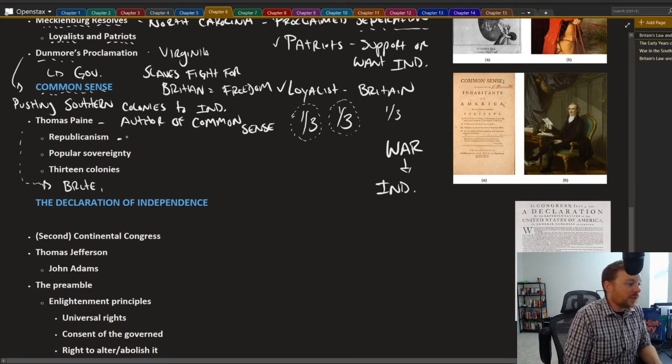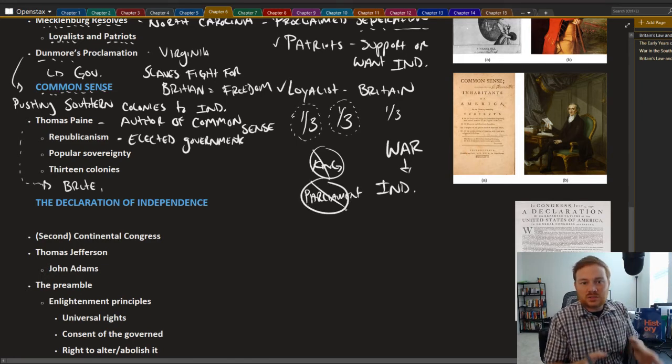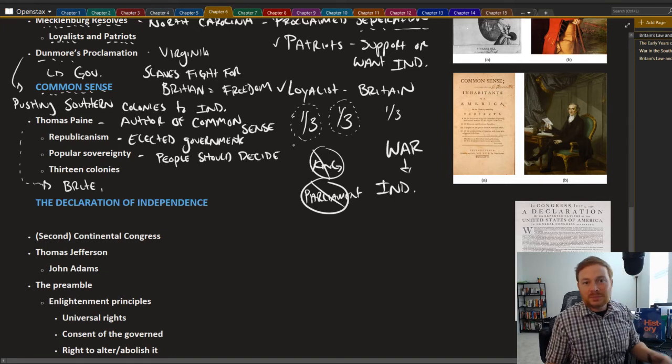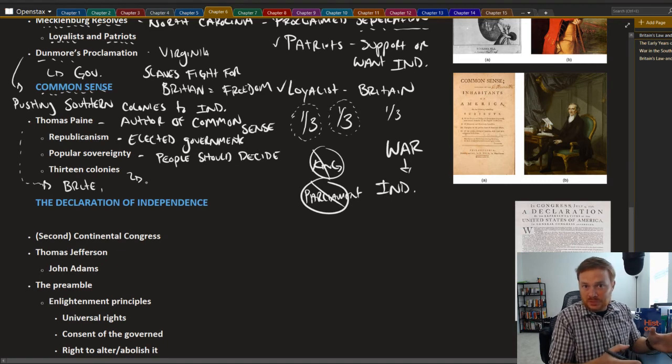Thomas Paine talked about republicanism, which is elected government. The King of England, the king isn't elected, right? Parliament is elected, but it's not elected by anybody in the colonies. And so he put forward the case that, well, the colonists need an elected government of themselves. Popular sovereignty is the idea that people should decide. You can kind of think about it like democracy, right? Popular meaning the people, sovereignty meaning the right to rule themselves, and declared that in fact the legitimate government of the 13 colonies was in fact this independence movement.